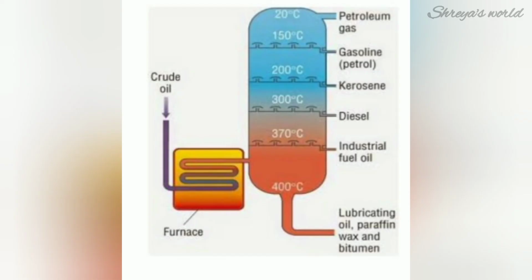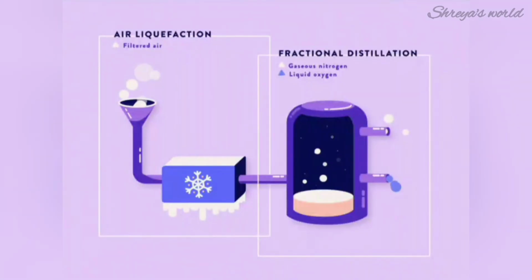Fractional distillation is used in several industries like oil refineries and chemical plants, mainly for purification and separation of many organic compounds. Fractional distillation is also used for the separation of liquefied air. Components like liquid nitrogen and oxygen as well as concentrated argon are obtained.